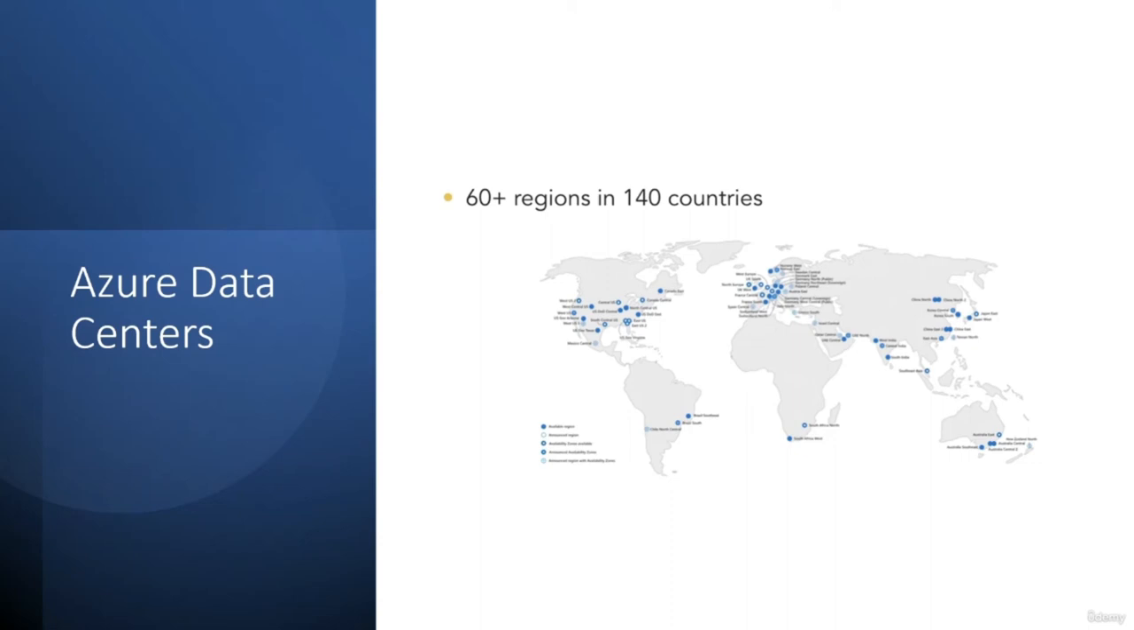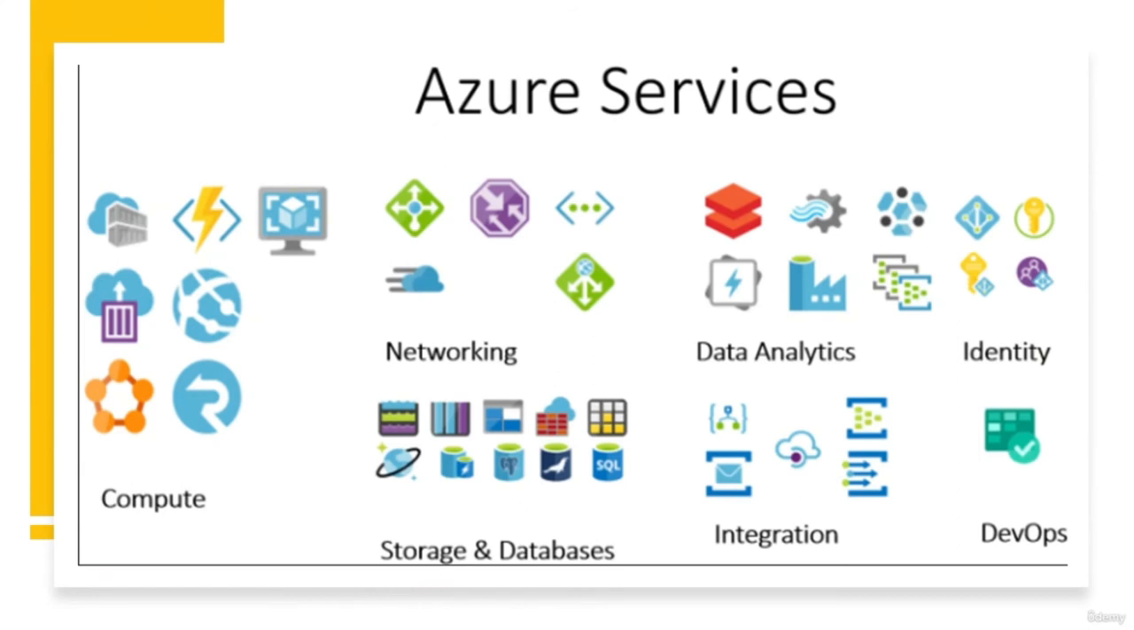In mid-2016, there were only about 24 regions. Azure has been growing in leaps and bounds. Back in the day, I could fit all of Azure's products and services on one graphic. Now I can barely fit the categories on paper. And within each of these categories, there are several products and services. There are now over 100 services in Azure, and more are being added all the time.